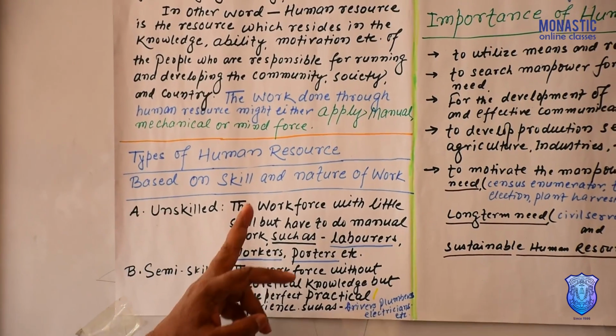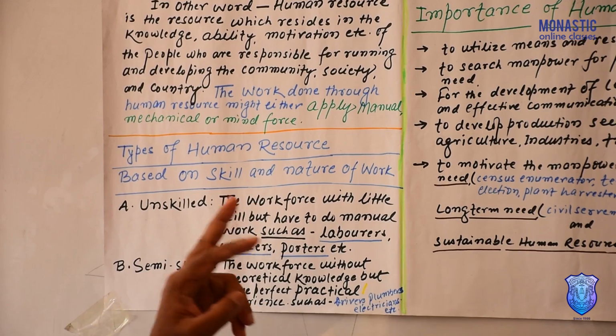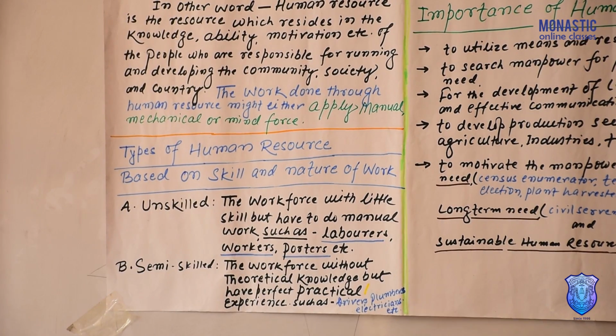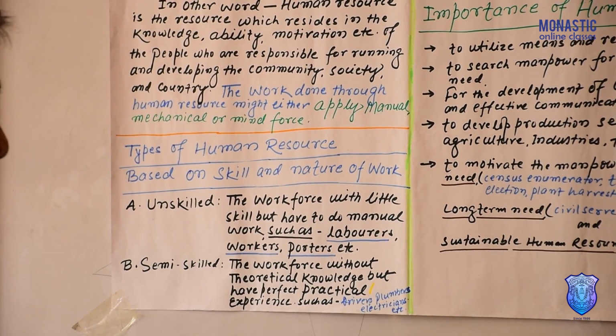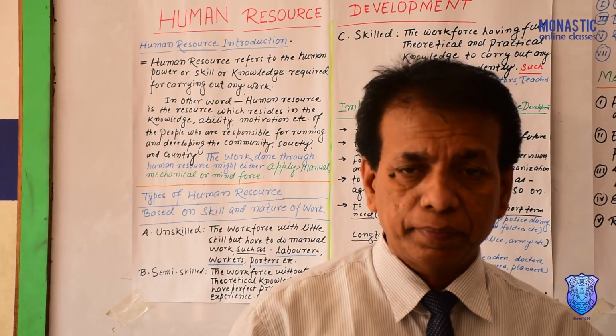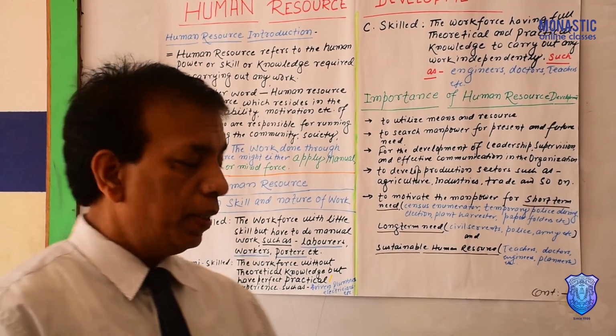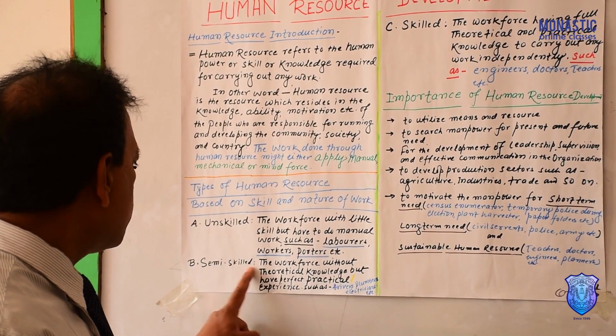What does unskilled mean? The workforce with little skill but who have to do some manual work, such as laborer, worker, porter, and various other work. You can note this down. It will be very useful for you. The next one given here is semi-skilled.